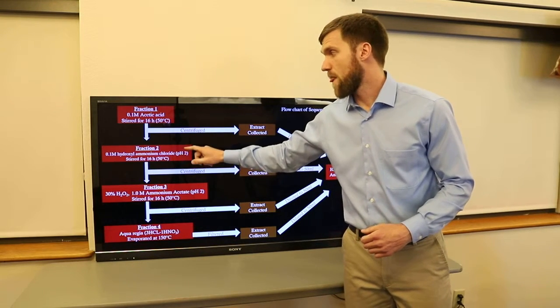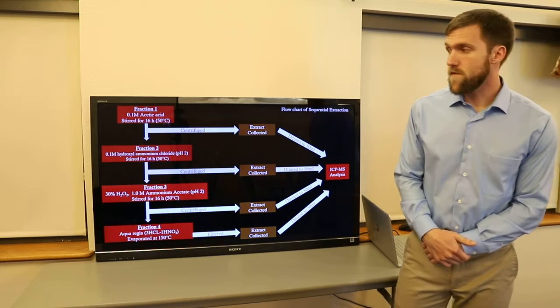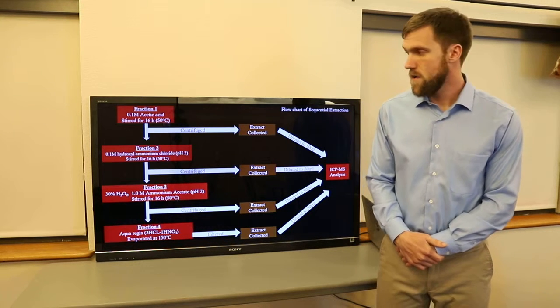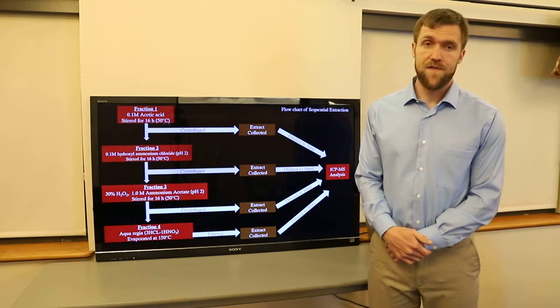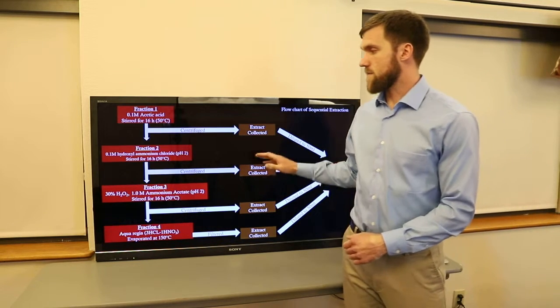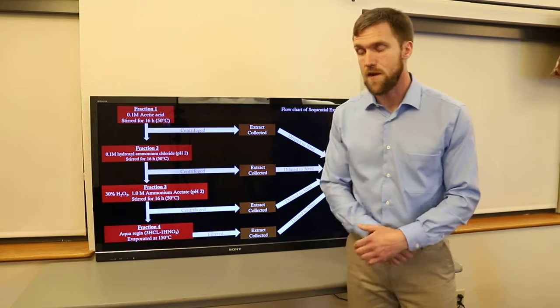next fraction. So the second fraction is looking at reducible metals. So I used 0.1 molar hydroxylammonium chloride at a pH of 2, where it was stirred again for 16 hours at 50 degrees Celsius on a hot plate. This was again centrifuged, collected the liquid phase, and moved only the sediment onto fraction 3.